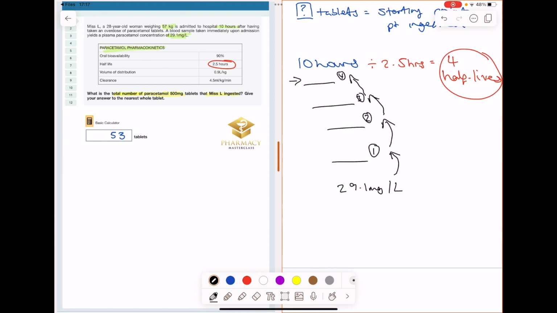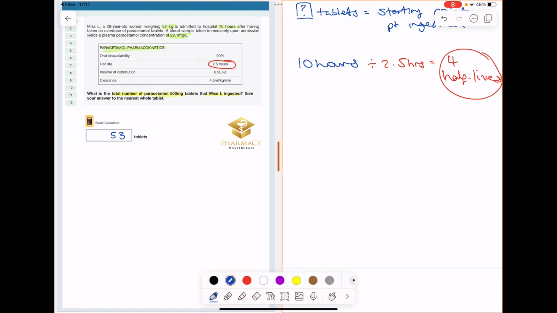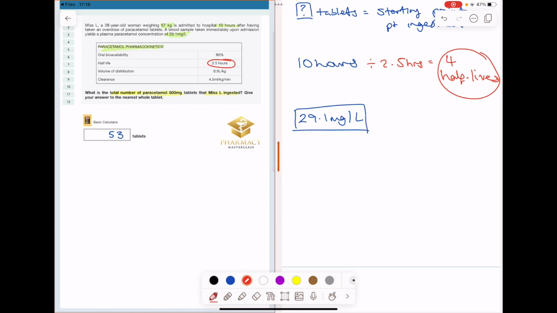the starting concentration. So I'm going to take the concentration that I've got, which is the final concentration of 29.1 milligrams per litre, and I'm going to start working from there. Now, the question also tells me the volume of distribution, which is 0.9 litres per kilogram.